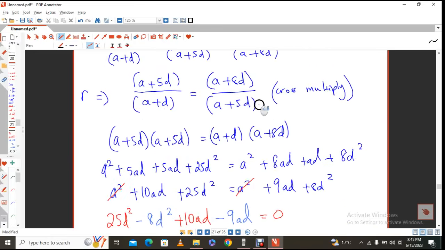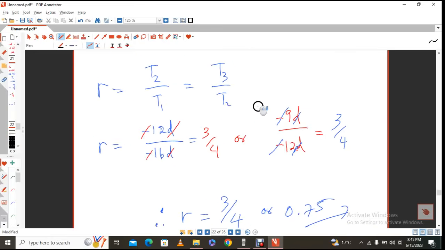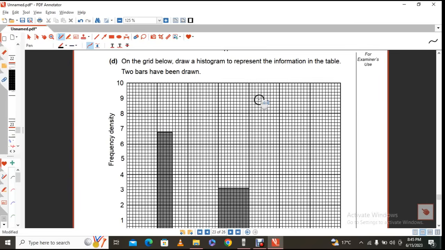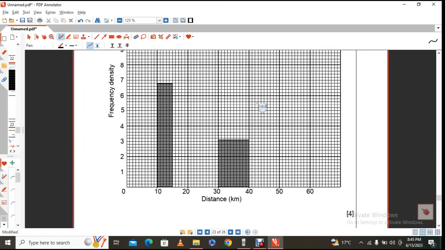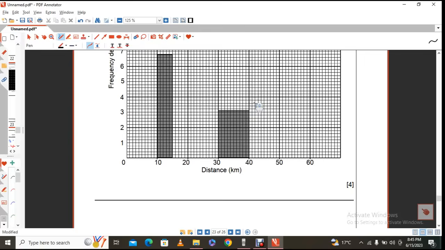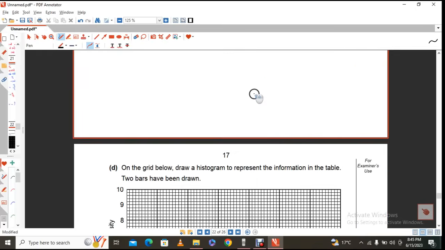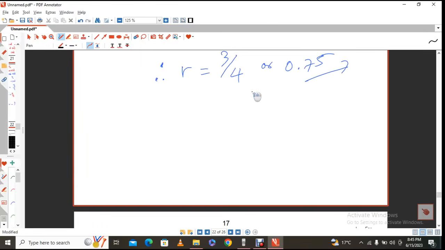The last part of the question, if I come back, is: on the grid, draw a histogram to represent the information on the table. That is for 4 marks. Now, I'll just quickly go back.